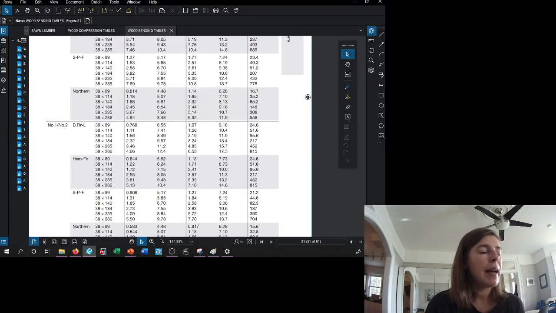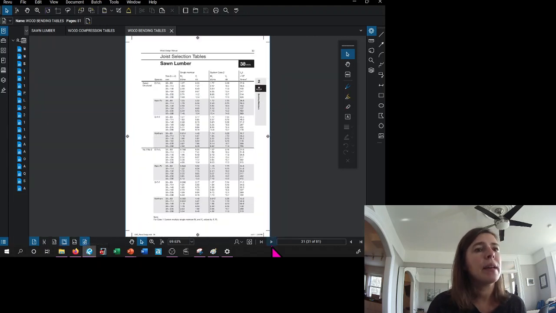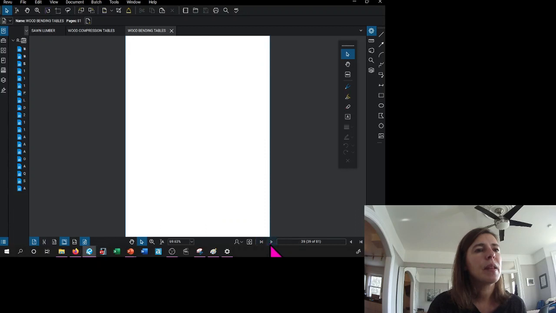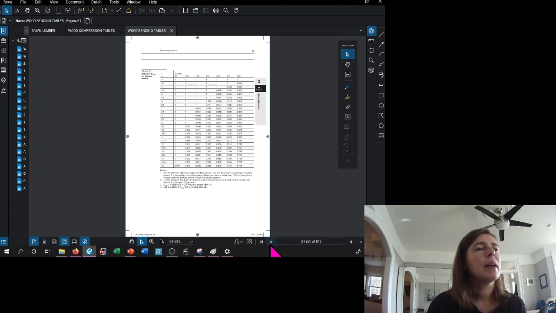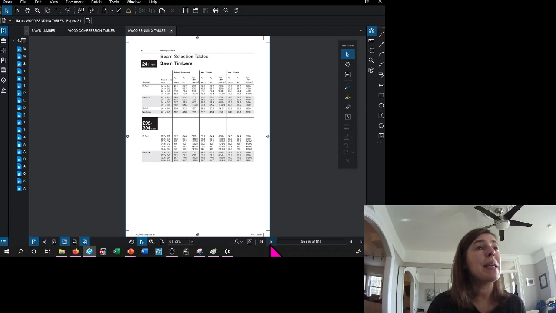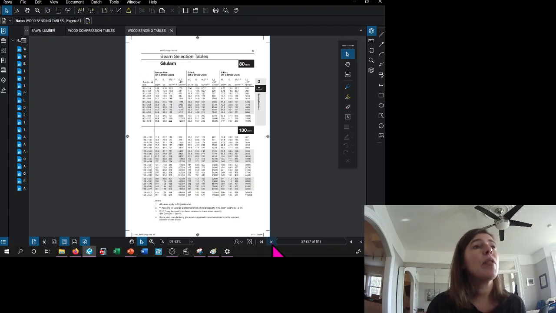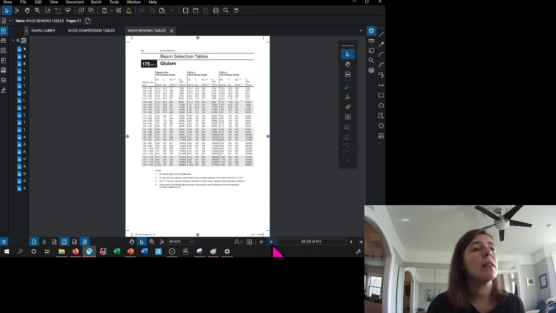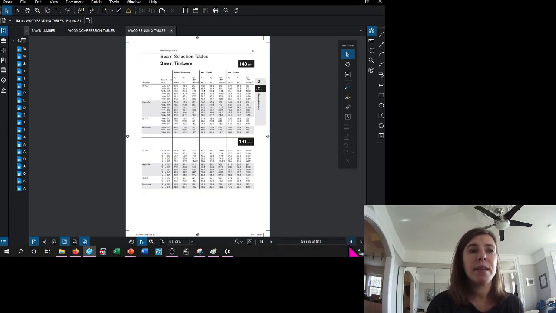If we look at these charts, let's make it big. Let's just bump around a little bit. There's lots of other information in here. So here are beam selection tables for sawn lumber. Here are beam selection tables for glulam as well. So there is the ability to look at glulam elements as well as basic sawn lumber elements. If, for example, you had to look something up in an example in your assignment or in an exam, it's good exam questions.